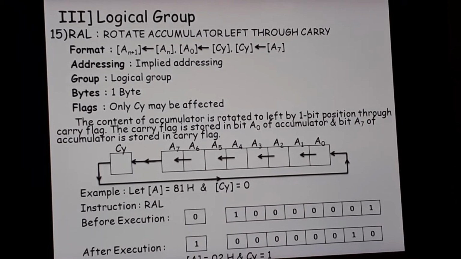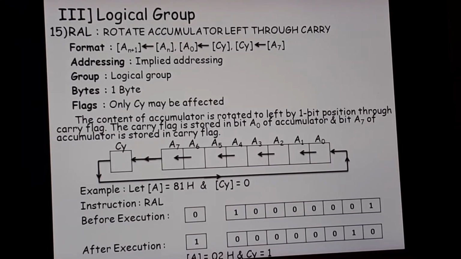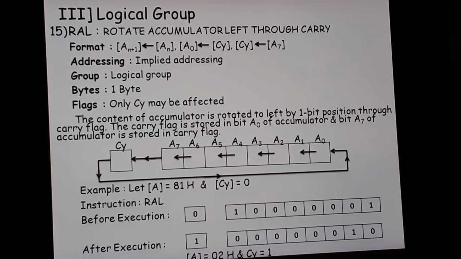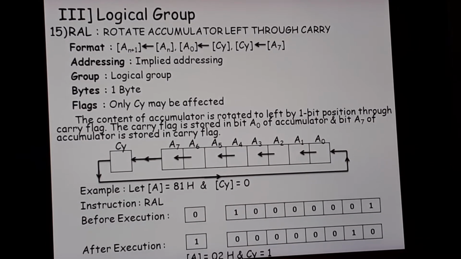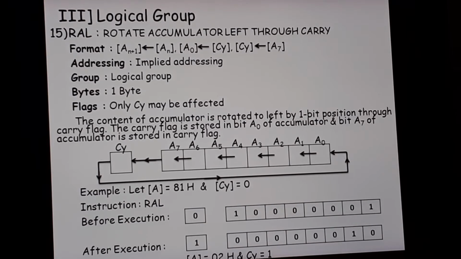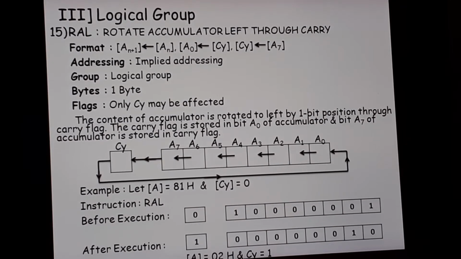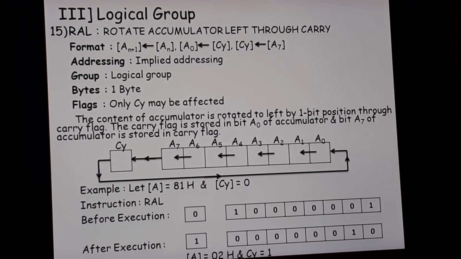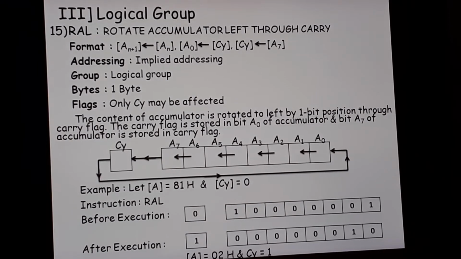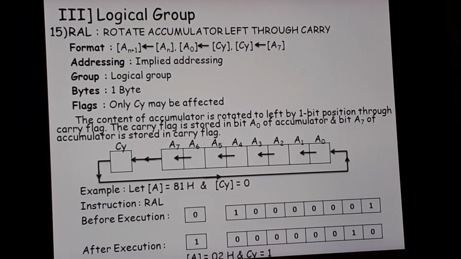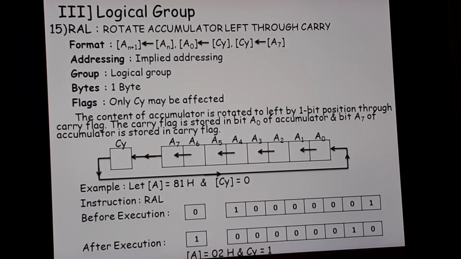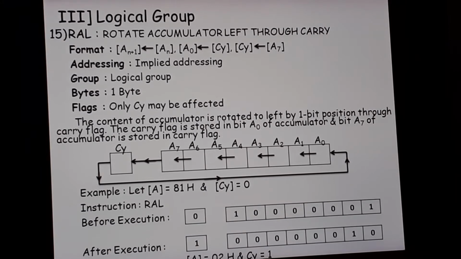What happens here is, first the carry flag will be shifted to the left hand side, that is A0, then A0 to A1, A1 to A2, A2 to A3, like that, A6 to A7, and the A7 bit will be shifted to carry. Okay, so before starting with any of this, you will first store the carry to A0, and like that you will keep on shifting to the left hand side by 1 bit position.